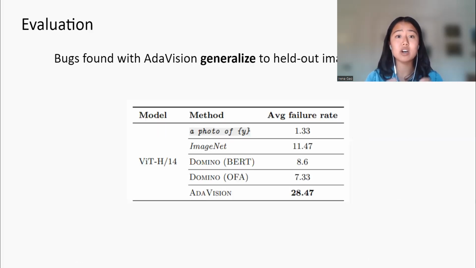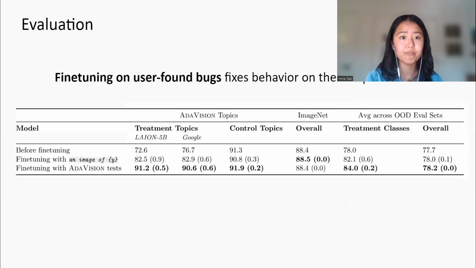We also verify that topics with high failure rates found in AdaVision testing generalize to held-out data. That is, if we take those topics and collect additional images from the topic, the model maintains high failure rates, suggesting those topics are genuinely difficult. The failure rates are often higher than topics proposed by other fully automatic methods.